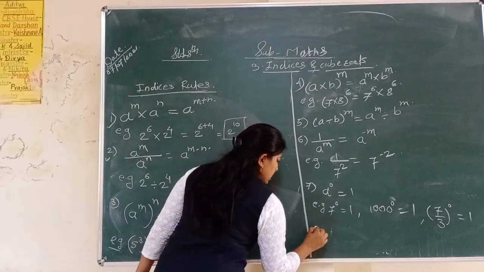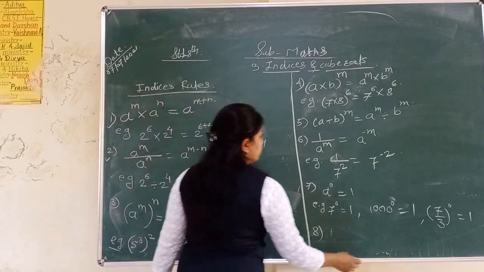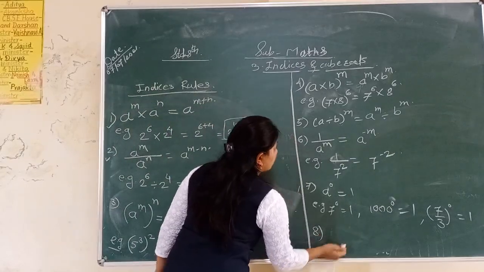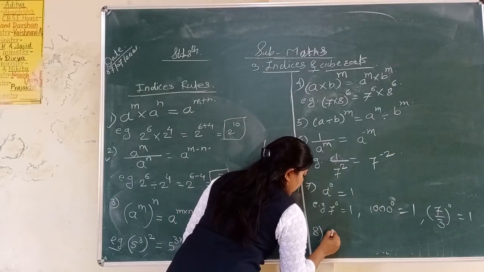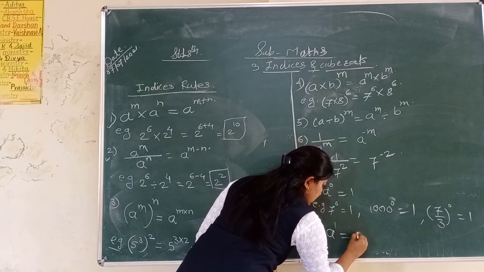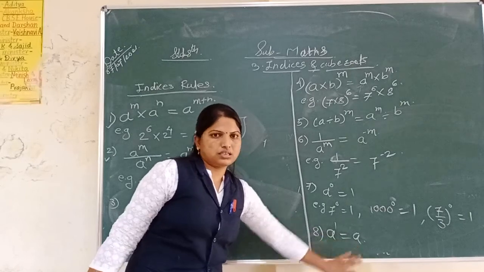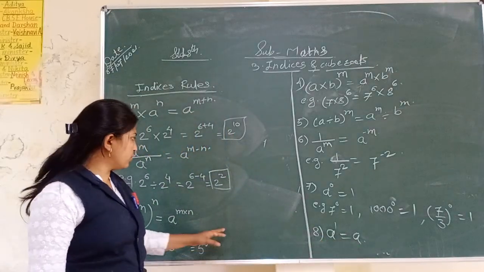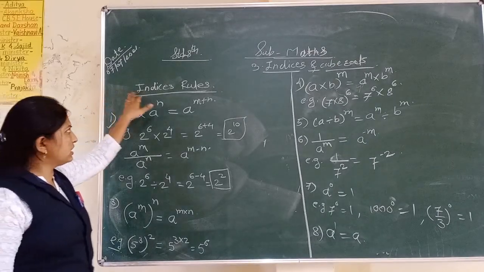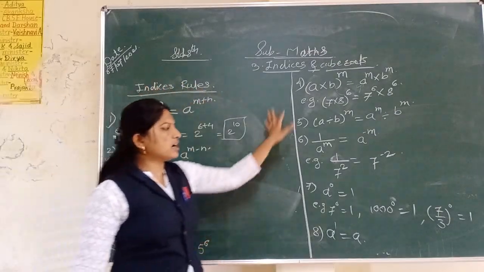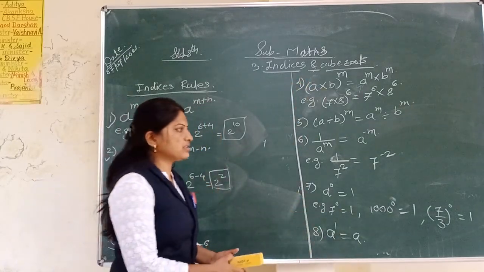And the last one: a raised to 1 is a, meaning first power of any number is the same number. Understood? In this video we are going to learn the indices rules, and these are the basic indices rules. We will take some examples for that.